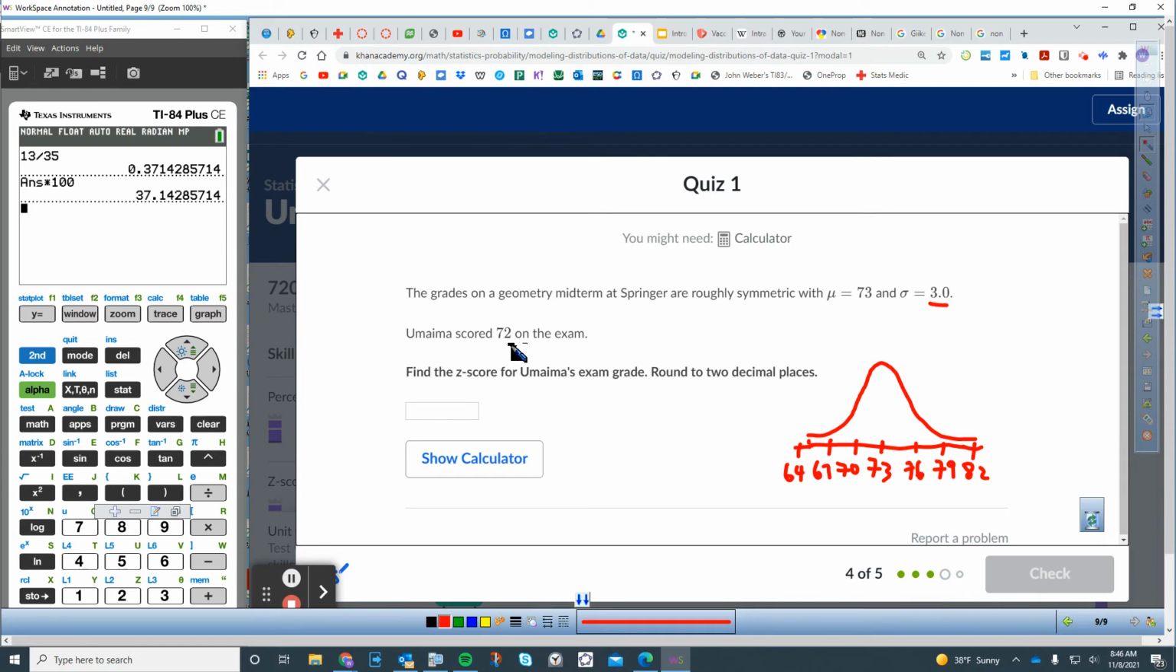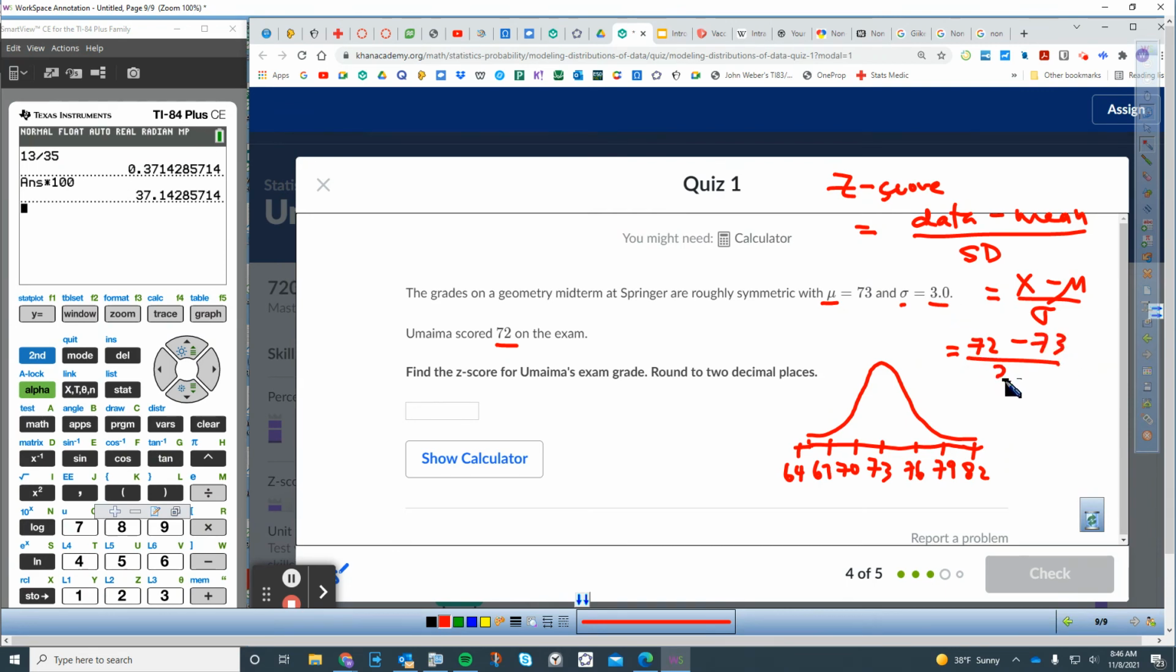Mayama scored 72 on the exam, and find the z-score for this. Now, the z-score formula is none other than this, right? Z-score has a formula. You take the data, minus away the mean, and divide it by SD, the standard deviation. So the symbol looks like this: x, which is the data, minus the mean, which is this one, divided by standard deviation, which is this one. So take a look. X, which is the value here, 72, minus the mean, 73, divided by standard deviation, which is 3.